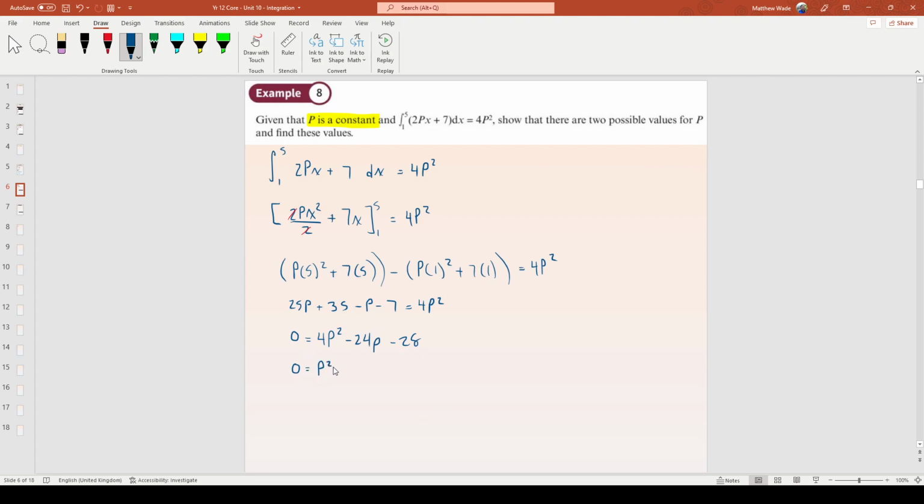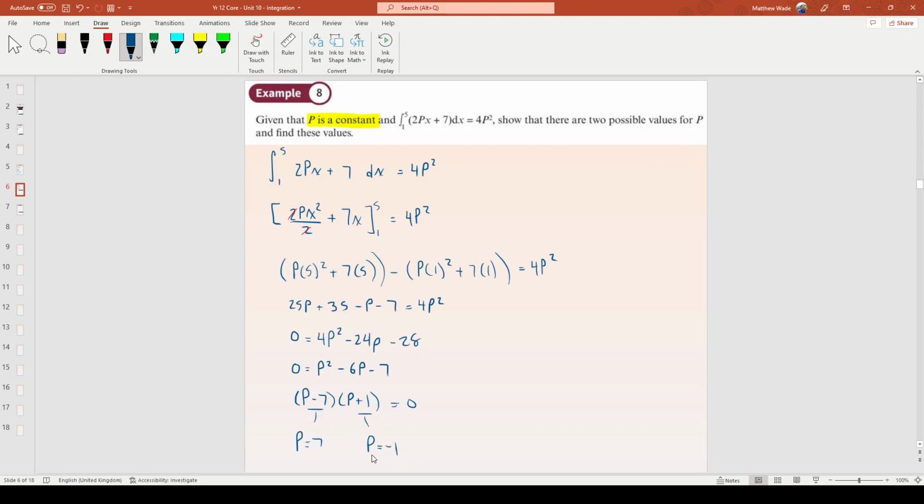p squared minus 6p minus 7 equals 0. Well, guess what? Just solve it now. Two numbers that times to make minus 7, but add to make minus 6. So those are going to have to be minus 7 and 1, surely. So (p minus 7)(p plus 1) equals 0, which means that p is 7 and p is minus 1.